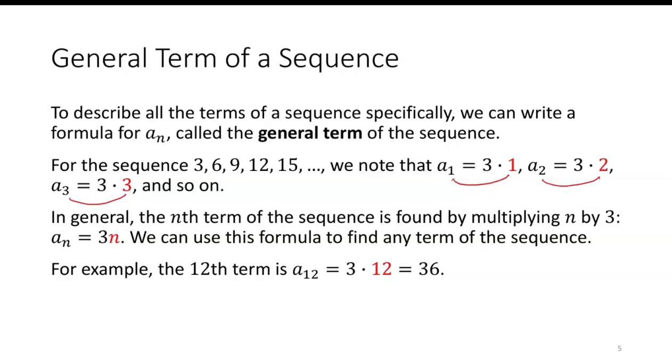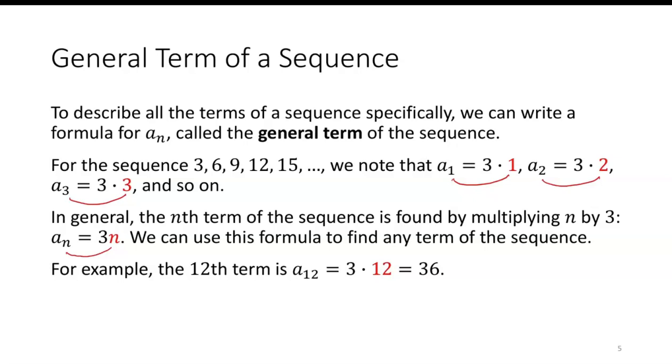So in general, the nth term of the sequence is found by multiplying n by 3. So we'll say that a sub n is 3 times n. From there, we can use this formula to find any term of the sequence.